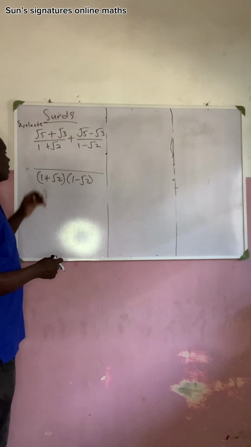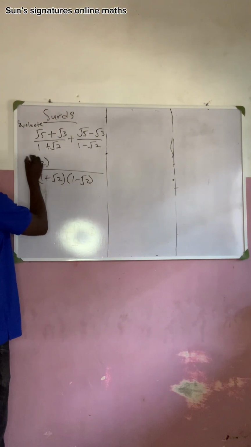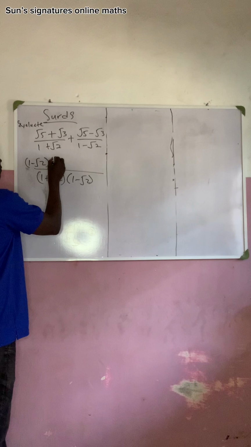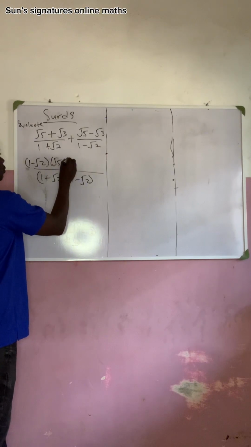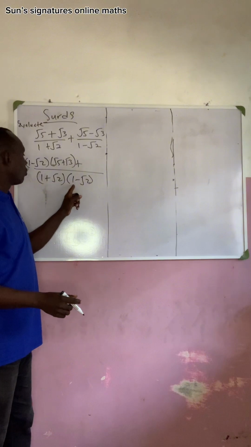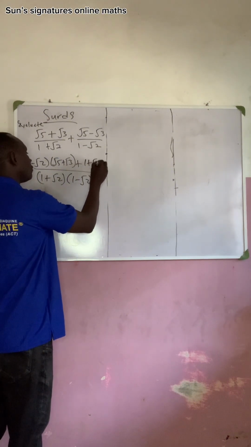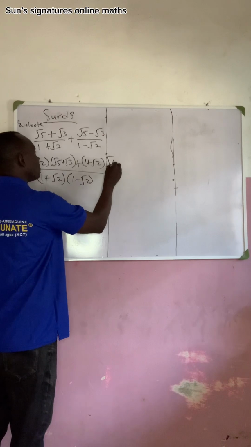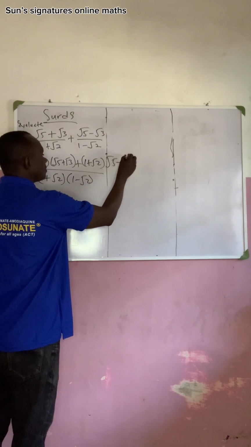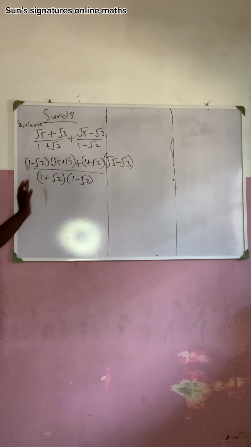Now 1 plus the root of 2 into 1 minus the root of 2 divided by this: 1 plus root of 2 will cancel out. So I will have 1 minus the root of 2 into root of 5 plus root of 3, plus. Now if I use this to divide this, 1 minus root of 2 cancels out, and I will have 1 plus the root of 2 into the root of 5 minus the root of 3. Now what I need to do is to open the bracket.